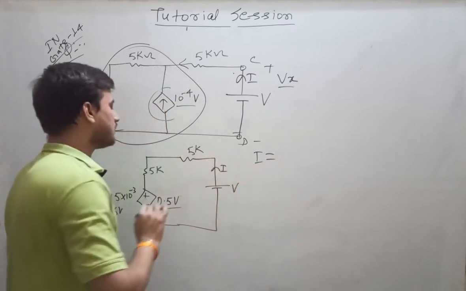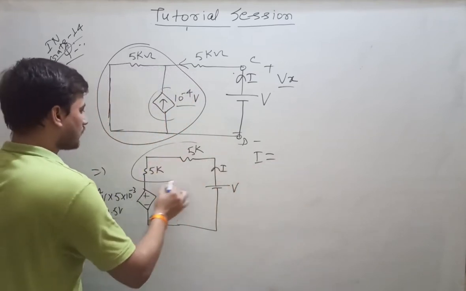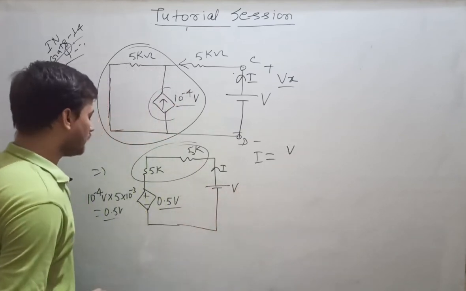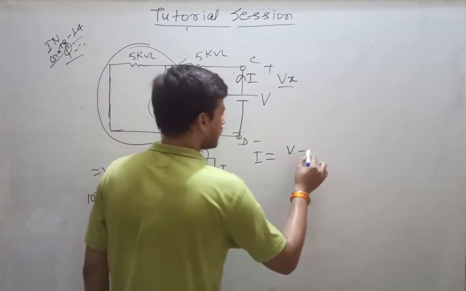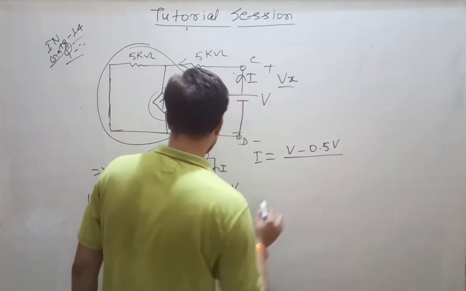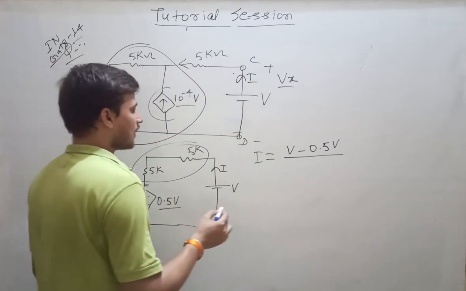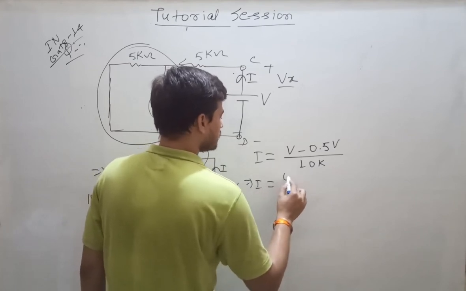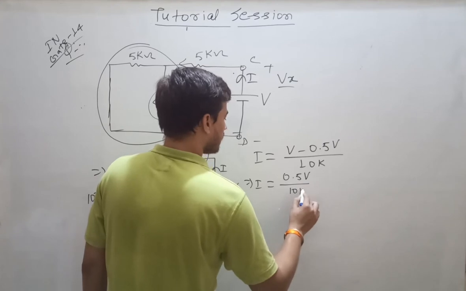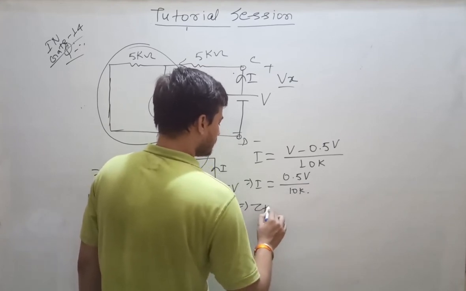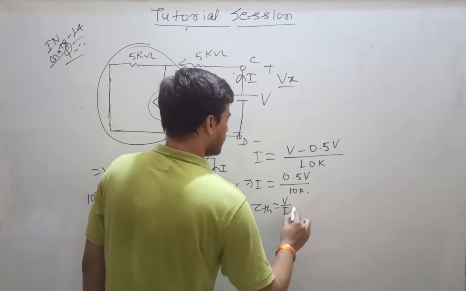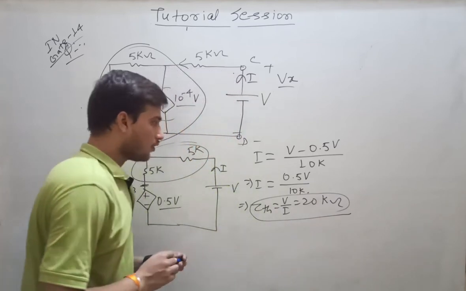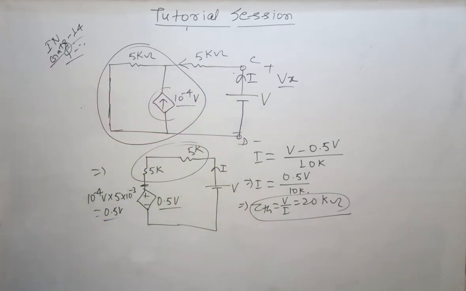Here you can easily apply Ohm's law in this branch. The two resistors are 5K and 5K, so that is 10K. Potential at this point is V, and potential at this point is 0.5V. That means I will be equal to 0.5V divided by 10K. From here you will write ZTH or RTH. It will be equal to V by I, which is 20 kilo ohm. Clear?